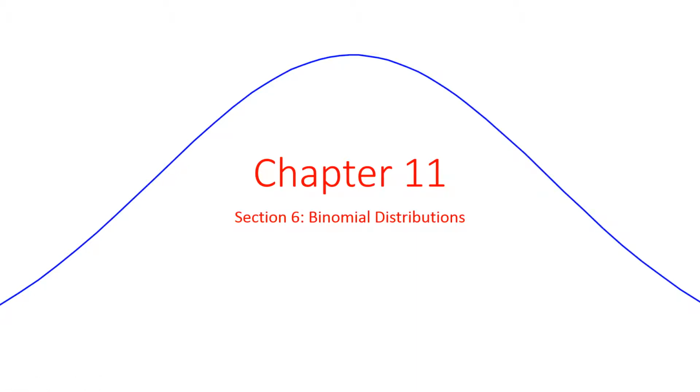Welcome back to the next section of Chapter 6. In this section, we're going to continue looking at statistics, but we're going to look at a very, very specific kind of statistics. We're going to look at specifically binomial distributions.